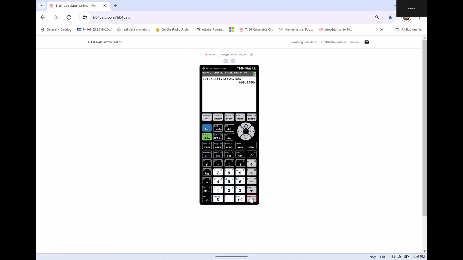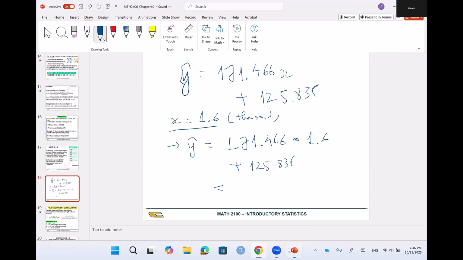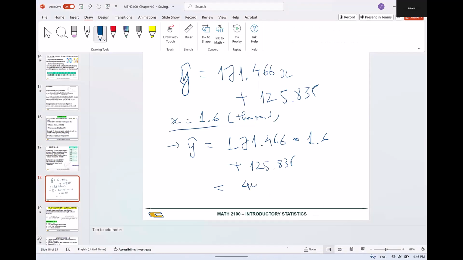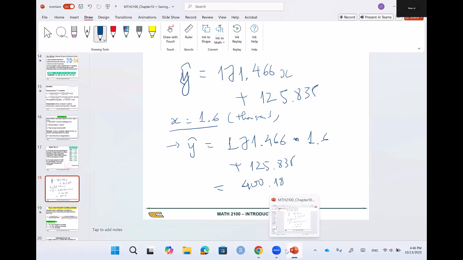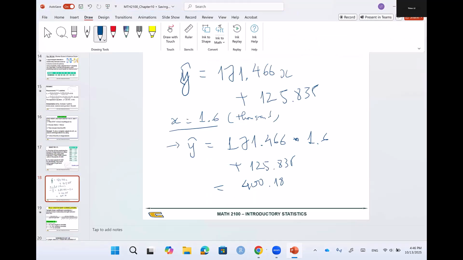So it's about 400,180, and you keep three digits, okay? 181. But remember, it's in thousands, so the unit is thousand dollars, okay?